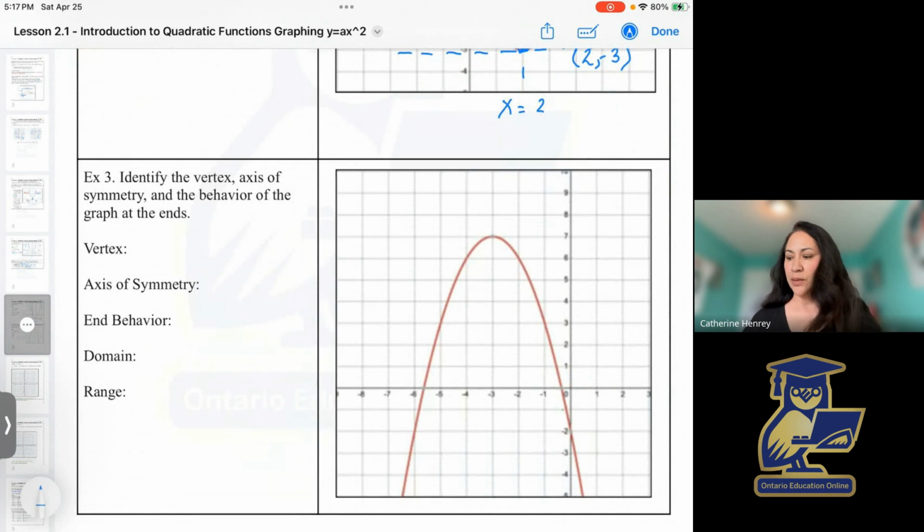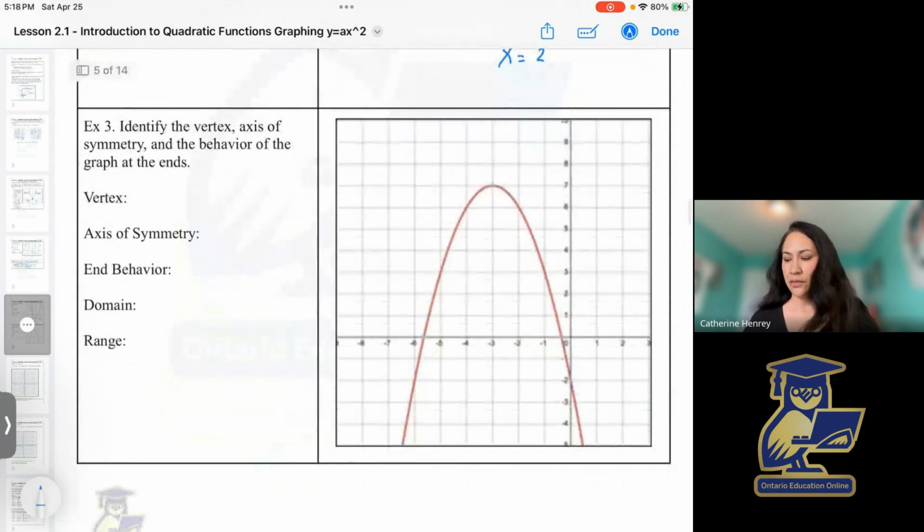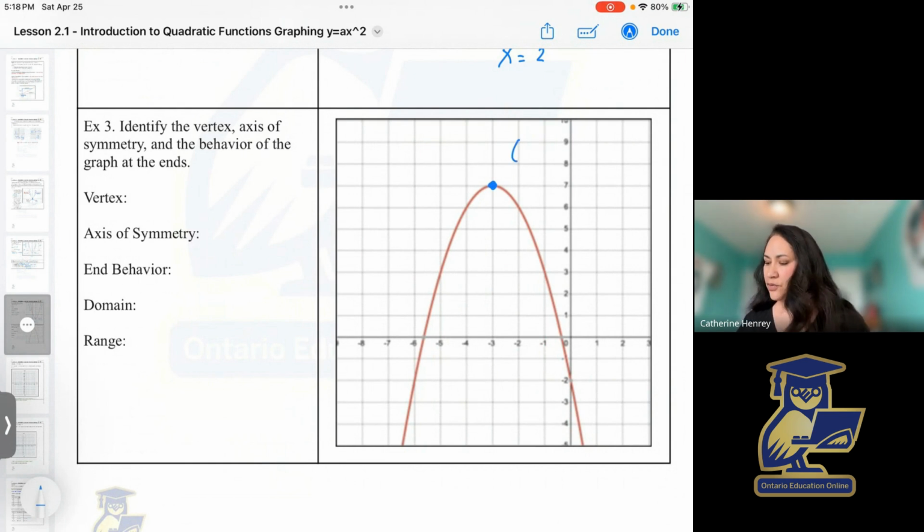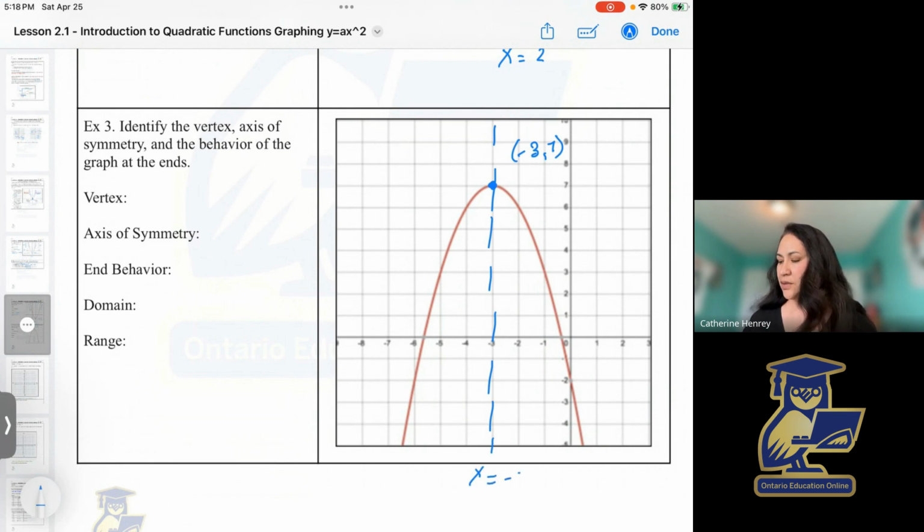Here we go with a parabola that's flipped upside down. The vertex is still the point at which the change in direction occurs. Here, it looks like it is (-3, 7). The axis of symmetry is still the same thing. It goes right down through the vertex. And so here it looks like it is x equals -3.